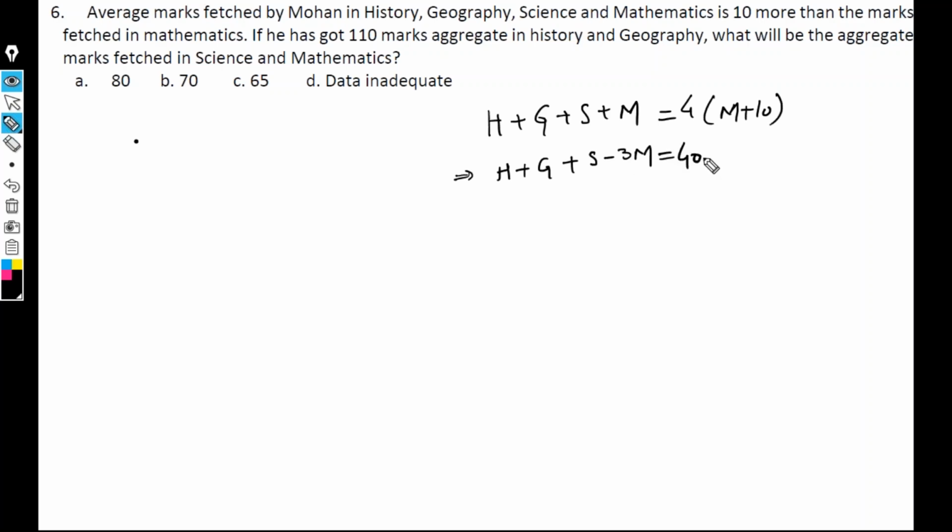Okay, let's do it. So this is the easiest one. It doesn't deserve this much time. The average marks fetched in history, geography, science, and mathematics is 10 more than the marks fetched in mathematics. So the sum of these four divided by 4 equals m plus 10. On cross multiplication, this is the equation we get, which gives us h plus g plus s minus 3m equals 40. Is this equation clear, everyone?